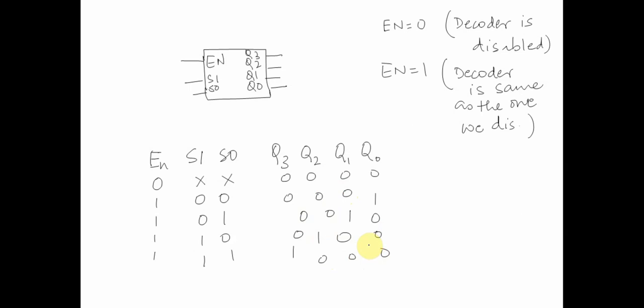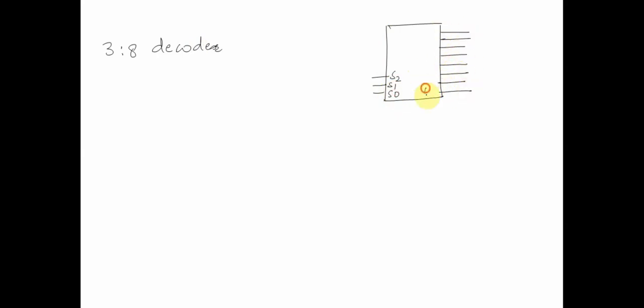Basically, where we say that my decoder might not be active at all times, we have an enable pin. We have already looked at an example of a 2 to 4 decoder. Now let's look at a 3 to 8 decoder. A 3 to 8 decoder would be something like this: we have a set of 3 input lines, which are like 3 select lines, S2, S1, S0, and we have a set of 8 outputs from Q0 to Q7, and then we have an enable bit.